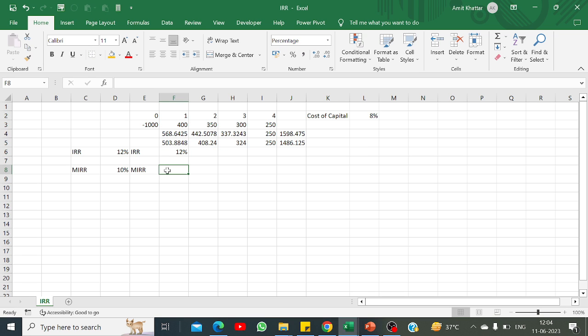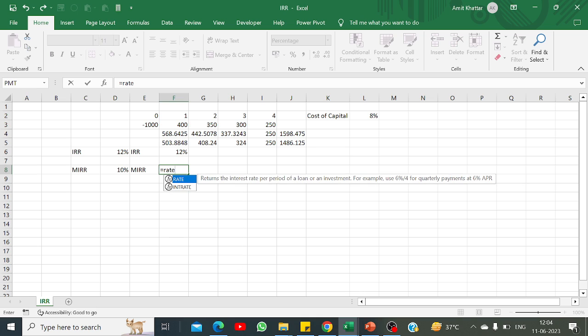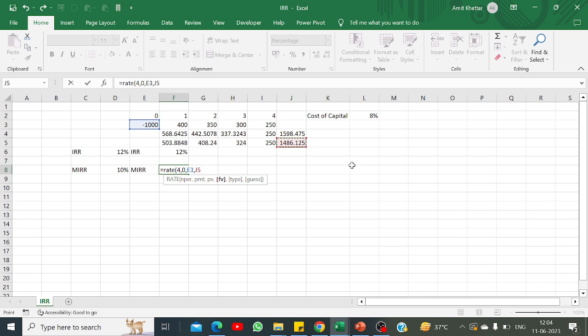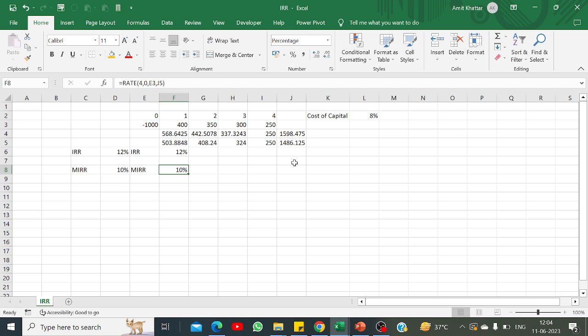let's determine the MIRR using rate function. NPER is 4, PMT is 0, present value cell E3, and future value cell J5. Just close this. So we are determining the MIRR to be 10%. So these are the two ways we can determine IRR and MIRR in Excel.